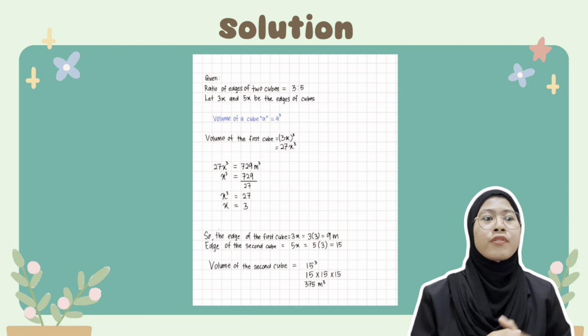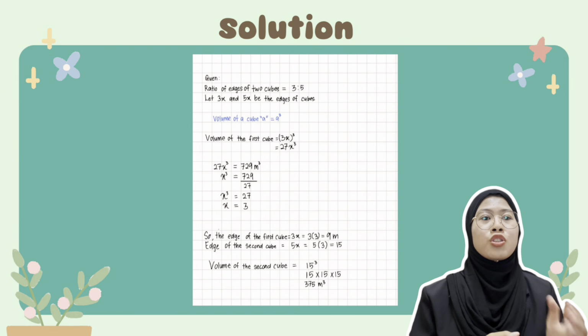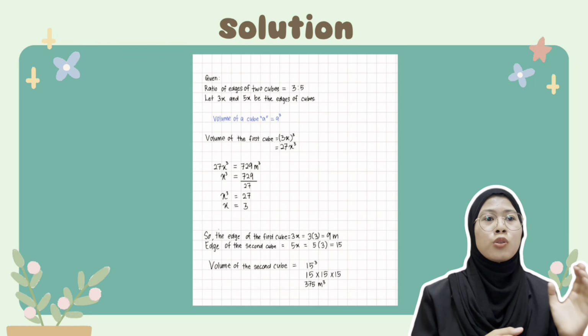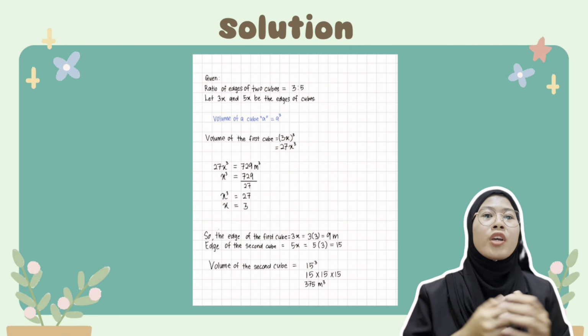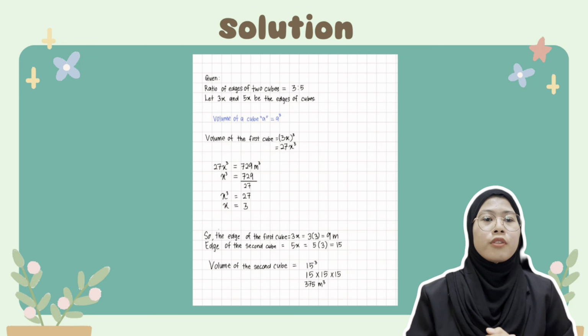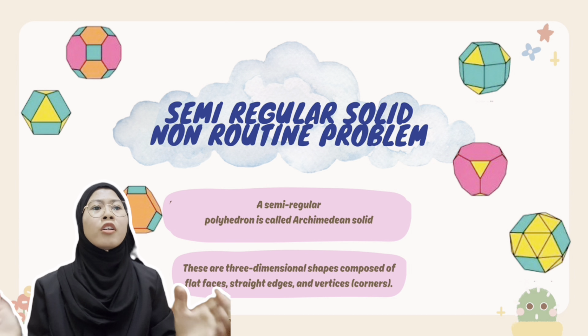Then the edge of the second cube, which is 5x, we substitute 3 into this x, and it is 5 multiplied by 3 equals 15. So based on this information, we can find the volume of the second cube, which is 15 cubed, and this will equal 3375 meters cubed. Then we move to the semi-regular solids non-routine problem.